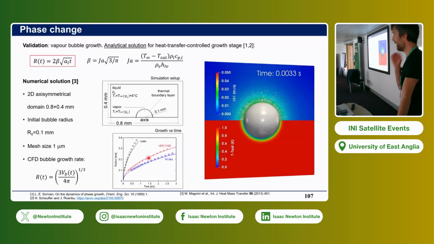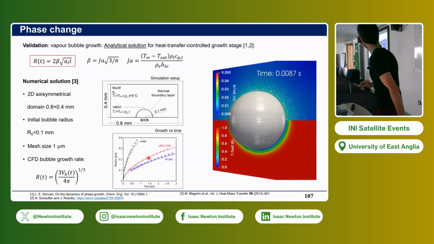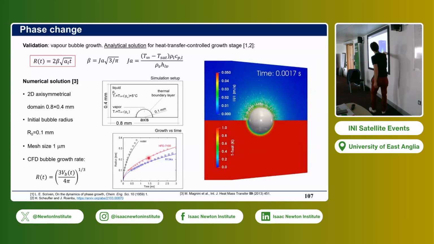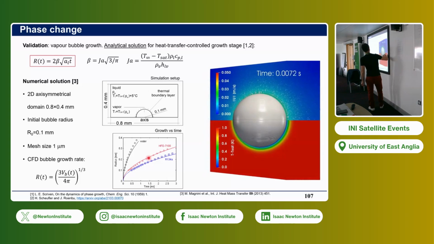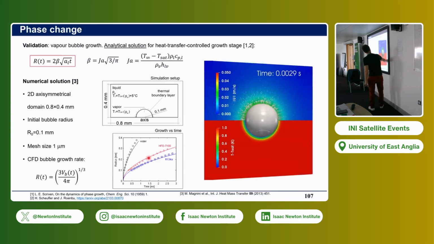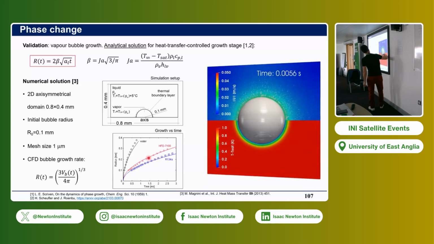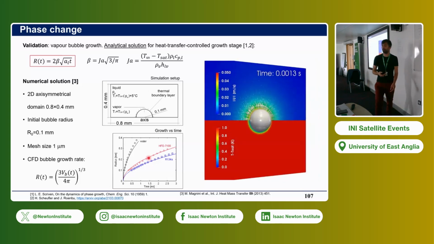This is just how the tutorial would look like when you look at the bubble growing. On the top, you see the velocity field with the vectors colored by the velocity magnitude. At the bottom, you see the temperature field. You see everything is superheated in the liquid, and you have the creation of this thermal boundary layer around the interface due to the cooling that the interface operates.